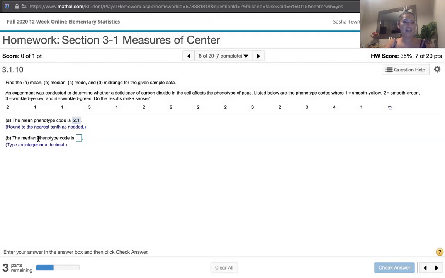All right. And now we want the median phenotype code. In order to find the median, remember you have to put all of the numbers in order, and then you're looking for that middle number. So I will start sharing my paper with you again.